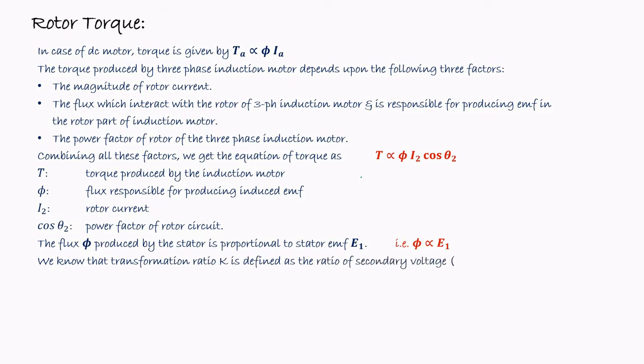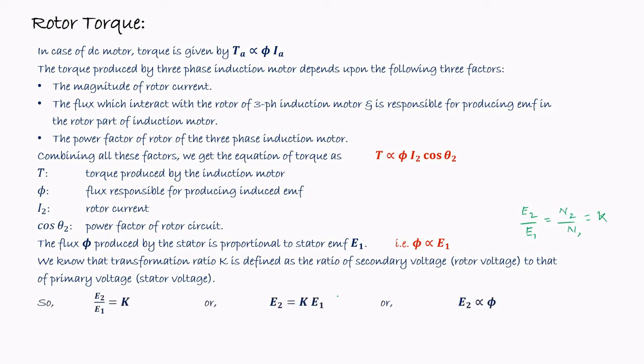And the transformation ratio, that is K, is defined as the ratio of the secondary voltage to that of the primary voltage. We already discussed that the three-phase induction motor is also like a transformer. So the transformation ratio is E2 by E1, that is N2 by N1, and it is represented by a constant, that is K.